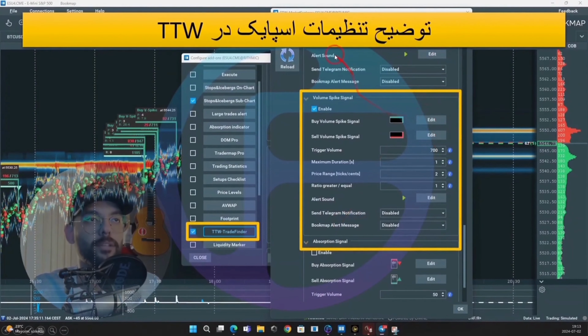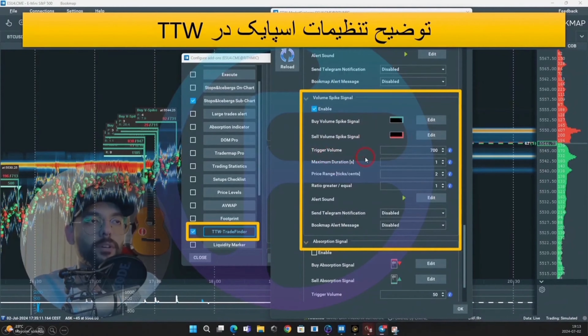Before that, I should give an explanation on TTW regarding how its settings are. Under those settings related to the sweep, you have the volume spike settings here, which enable the spike-related signals for you, my dear friends. So by clicking enable, it gets activated. These two, just like the sweeps, will display the spike signals for you using the specific colors you've selected right here. Buys are in green and sells are in red.